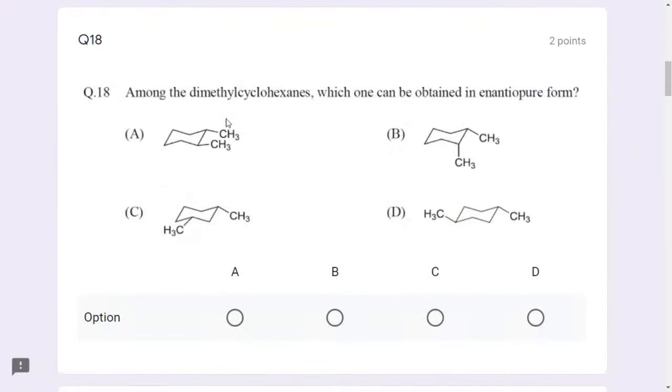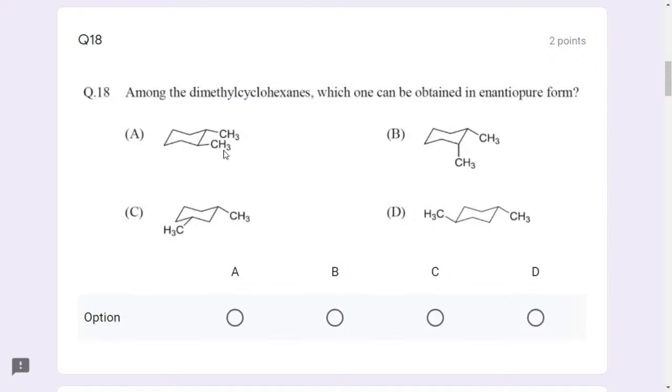Question number 18. Among the dimethyl cyclohexanes, which one can be obtained in enantiomer pure form? Yes, students, enantiomer pure form. How to get it? Both are towards the downside, so it is cis, 1,2-cis dimethyl cyclohexane. When you have 1,2-cis cyclohexane, there is a chance of 1,2-trans also. So you are not going to get this enantiomer pure form.